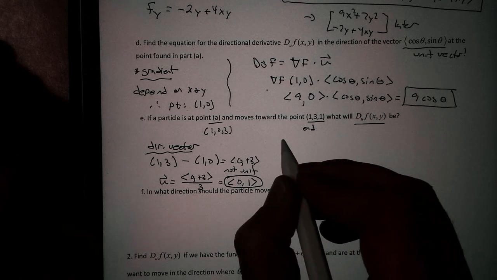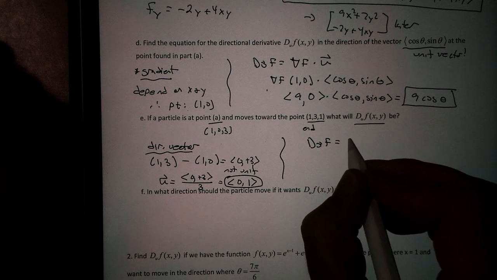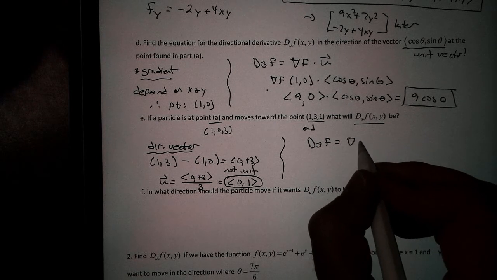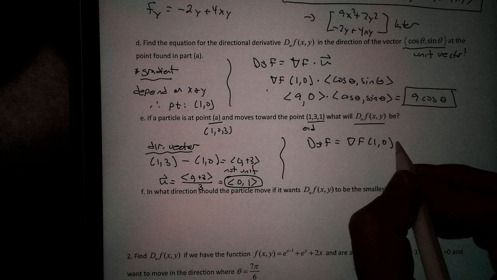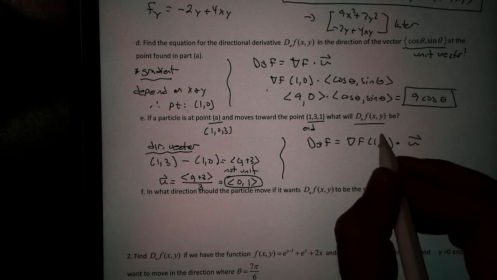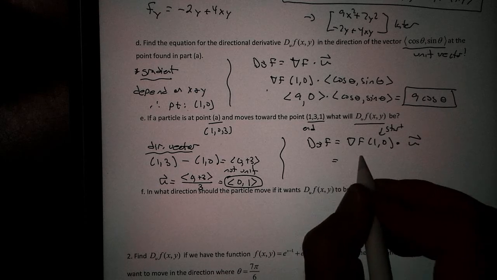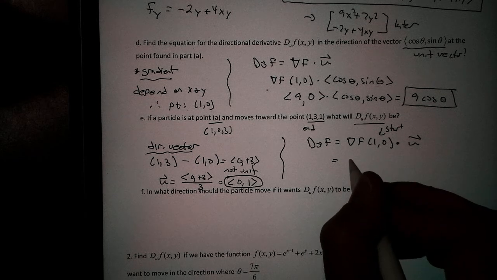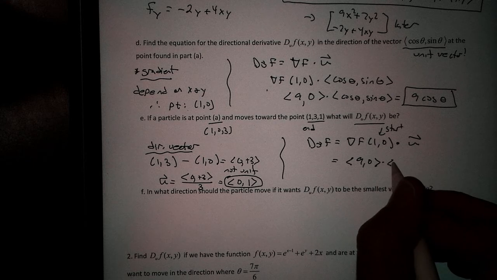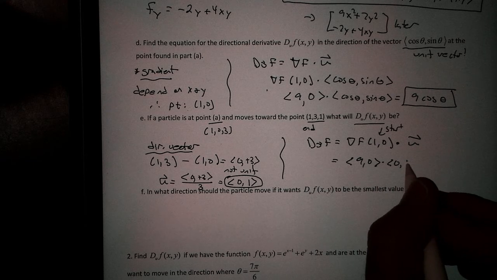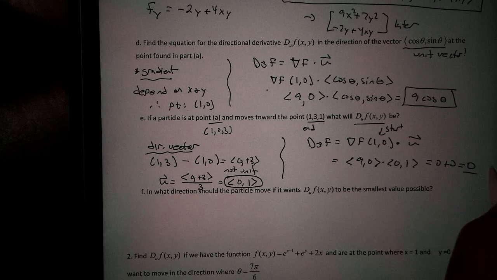Okay. Next, to get our directional derivative, we're going to take our del operator at 1, 0, and we're going to dot that with u. Remember, this is where we're starting, right? So we already know this. This is just 9, 0. We got that from part D. 9, 0. Dot that with 0, 1. And we're going to get 0 plus 0, which is 0.